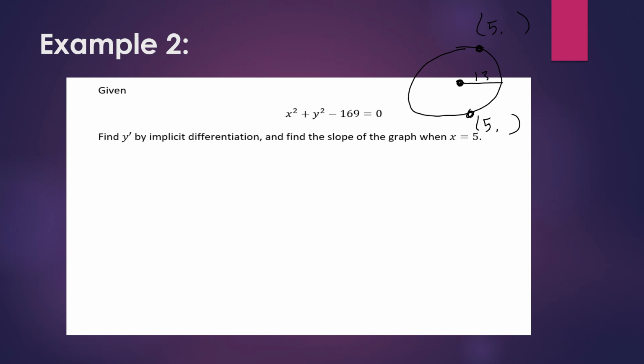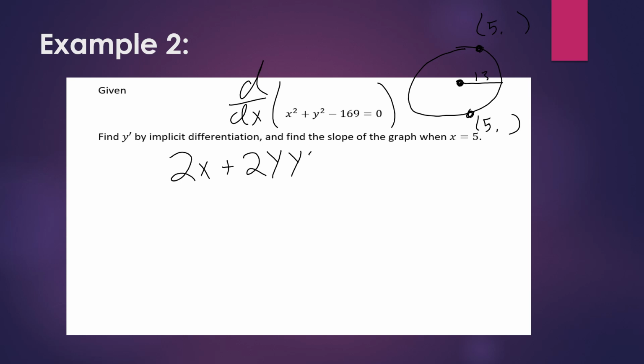But let's go ahead and set up our implicit differentiation. So I'm going to take the derivative of everything with respect to x, d dx. So the derivative of x squared is 2x. The derivative of y squared, remember, y is a function. So I've got to use the chain rule. So I'm going to get 2y, y prime.